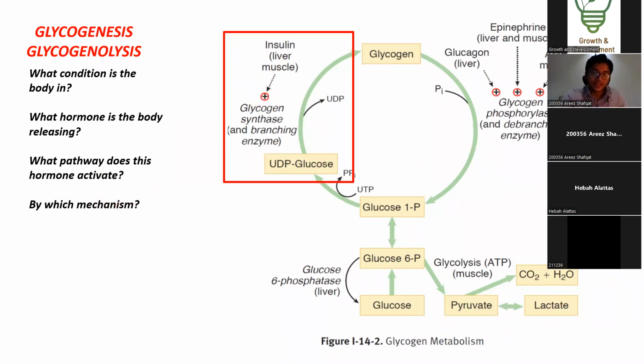Conversely, glycogen breakdown or glycogenolysis is occurring by an enzyme called glycogen phosphorylase. Obviously, glycogen breakdown would occur when you have low blood glucose. That means low blood glucose activates glucagon. That means glucagon is activating glycogen breakdown. By which mechanism? Glucagon phosphorylates glycogen phosphorylase. And that causes glycogen breakdown. That's all I need you to remember.